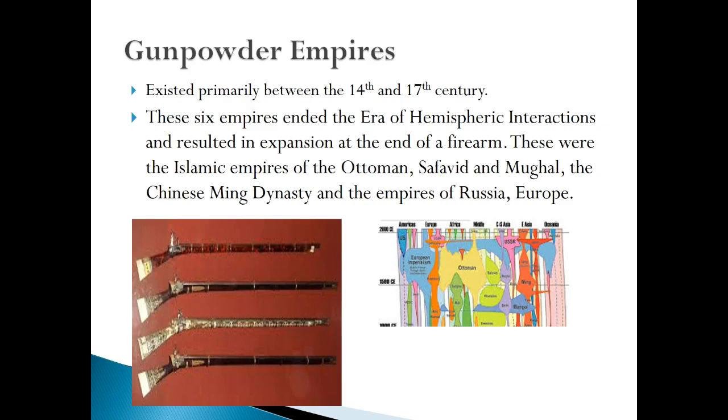Gunpowder empires. It's fairly simple. If you look at your geohistogram, after all that hemispheric interaction, we see the European nations, we see the Ottomans, we see the Safavids, we see the Mughal, we see the Russians, and we see Ming China. These were the big, powerful empires that emerged during this time. It's real simple. Guns. I'm a fairly big guy. Even the smallest kid in the class, they're pointing a gun at me, you win. Guns will change the game, and guns did change the game.